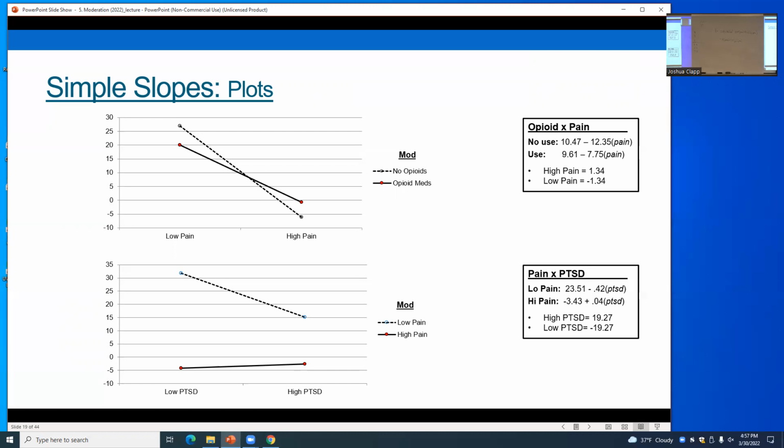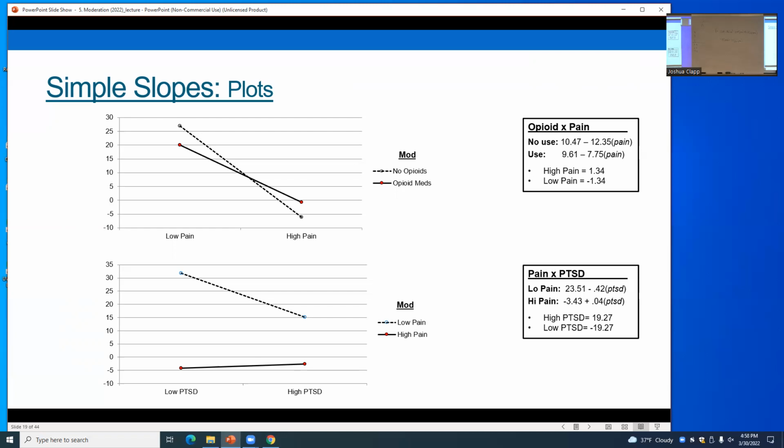Same thing here. If I look at this graph, what I'm looking at is not differences, right? Because these aren't real points, these are just points that I happened to pick out. They could be anything at all. What we're saying here is that PTSD has a negative association with functioning for people with low levels of pain. But for people with high levels of pain, PTSD doesn't hold any effect on role functioning.